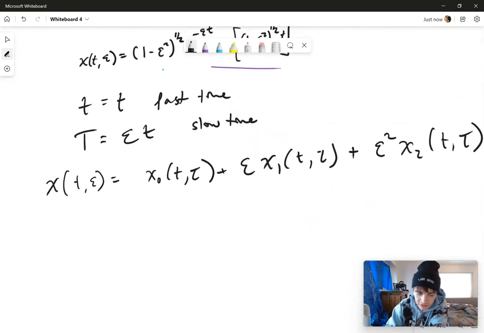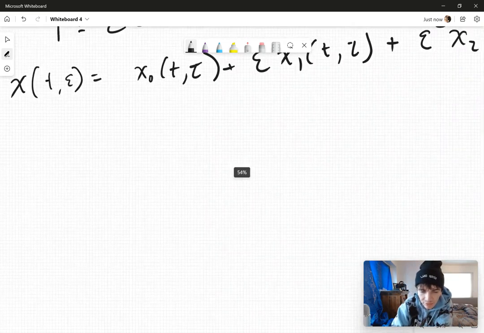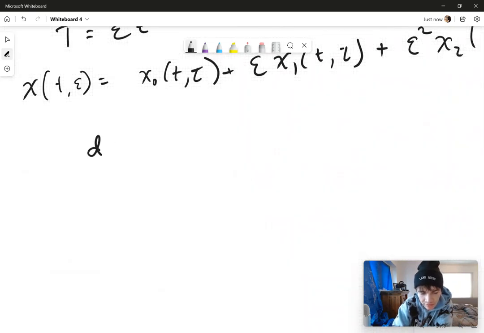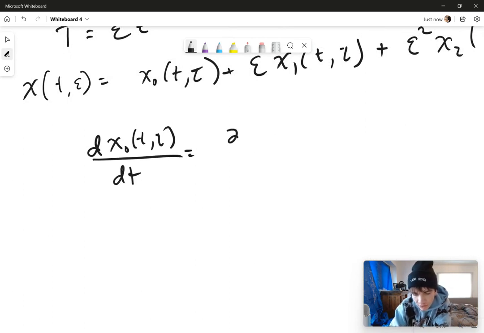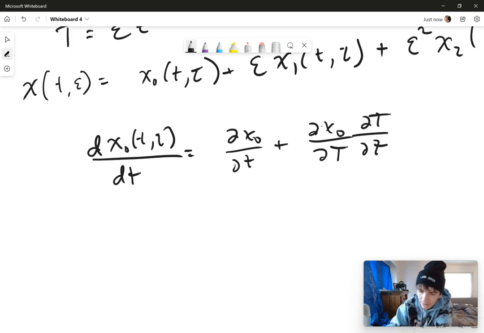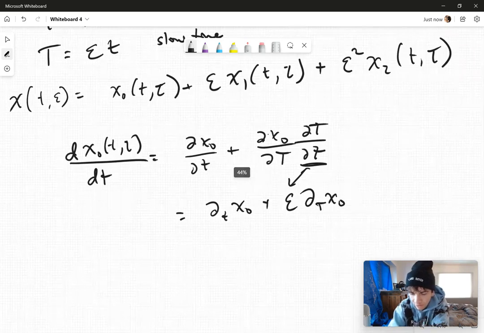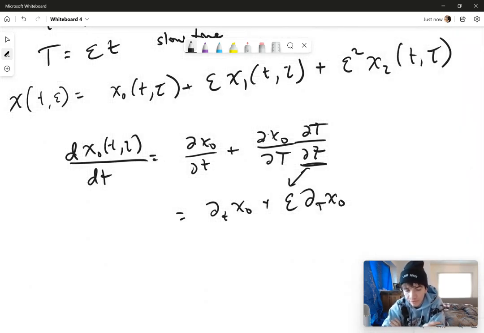And now, same as before, I'm going to plug this into the differential equation. But here's the trick. I'm going to take the full time derivative of each of these functions. So the full time derivative of, for example, x naught with respect to time is going to be the partial of x naught with respect to time plus the partial of x naught with respect to tau, times partial tau with respect to time. Okay. And so I'm going to end up getting the partial of x naught with respect to little t plus, this term becomes an epsilon, plus epsilon partial of capital T x naught. Okay. So hopefully that makes sense. It's just an expansion of the full derivative of x naught with respect to time.